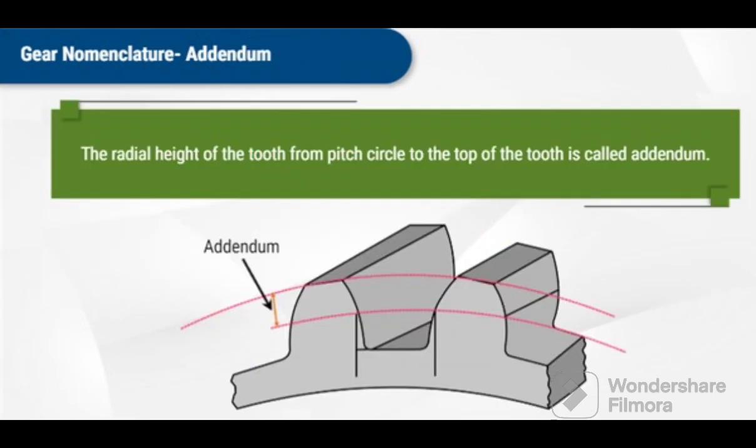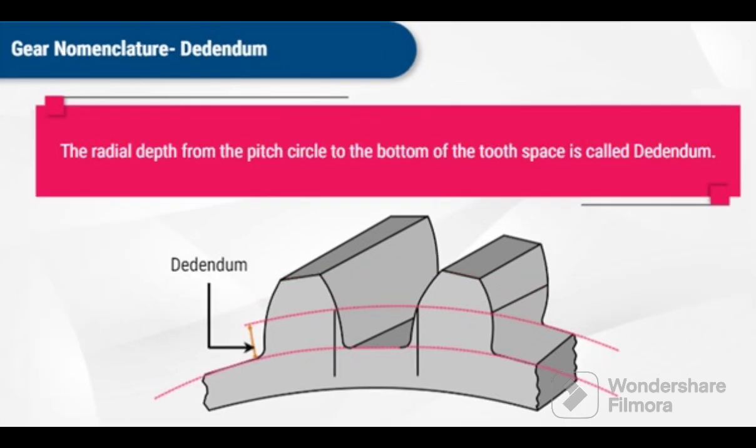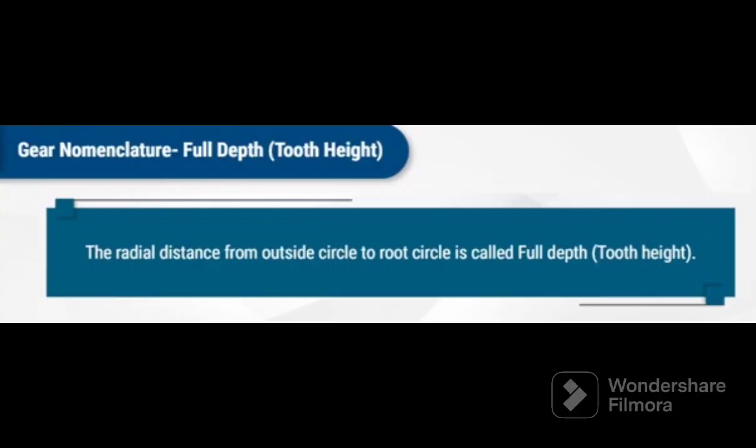Addendum. What is addendum? The radial height of the tooth from pitch circle to the top of the tooth is called addendum. Dedendum. What is dedendum? The radial depth from the pitch circle to the bottom of the tooth space is called dedendum. What is full depth? It is also known as tooth height. The radial distance from outside circle to root circle is called full depth.